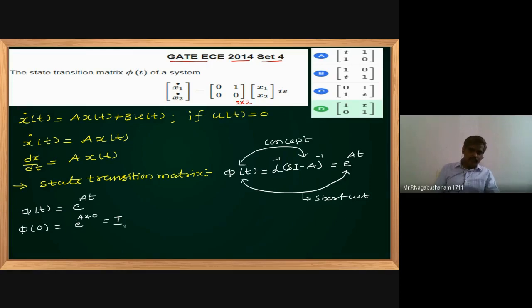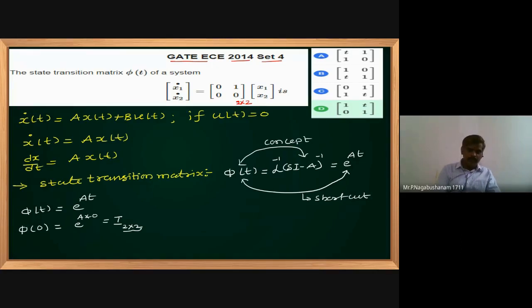Then I is also a 2 by 2 matrix. This is because A is a 2 by 2 matrix. Check it out. The multiple choices are also 2 by 2 matrices. Yes or no? The state transition matrix is 2 by 2. So if you replace in the multiple choices also, you have to replace t equal to 0.